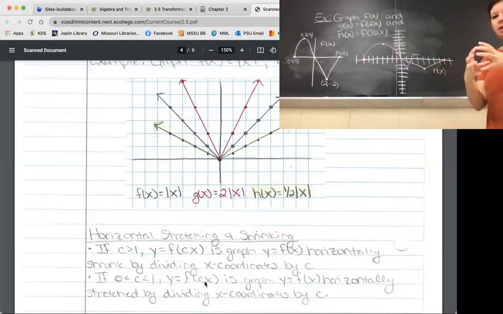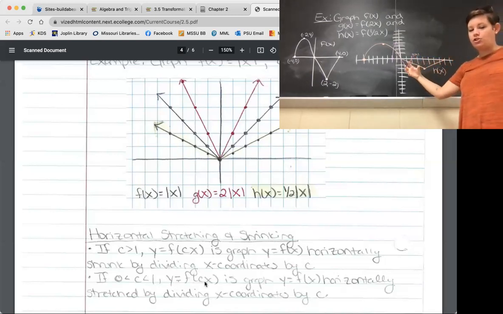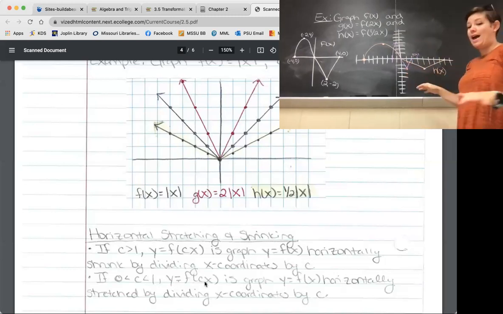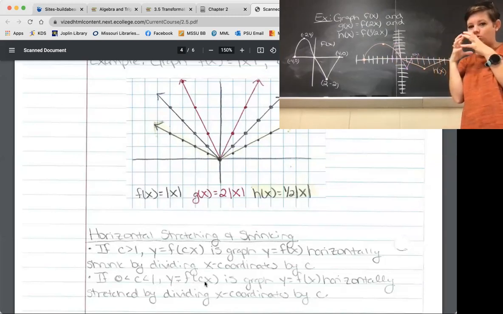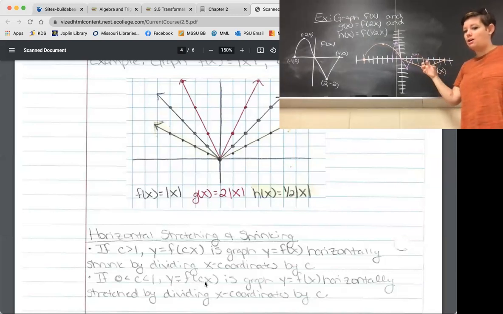So notice it takes up a lot more room because I stretched it horizontally. None of my y values changed at all. So I didn't go up or down any further on my transformed ones than I did on my original ones. All I did was I either compressed it or shrunk it x-wise, or I stretched it out x-wise.